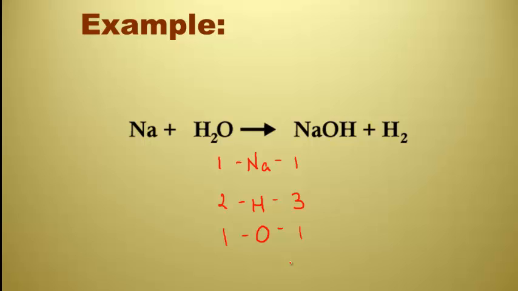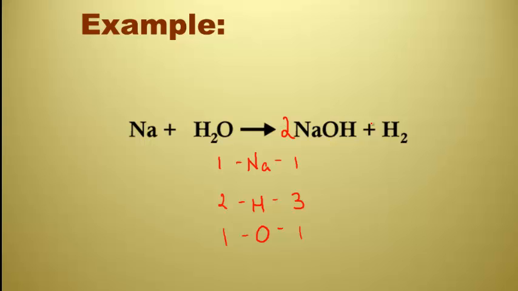It appears that hydrogen's my problem. I've got 2 on the left and 3 on the right. One of the reasons why I've got 3 on the right is because of this single hydrogen here. Now notice my hydrogens over here come in pairs, so it's going to be impossible to ever have an odd number. So what I'm going to do is put a 2 out here in front of sodium hydroxide.